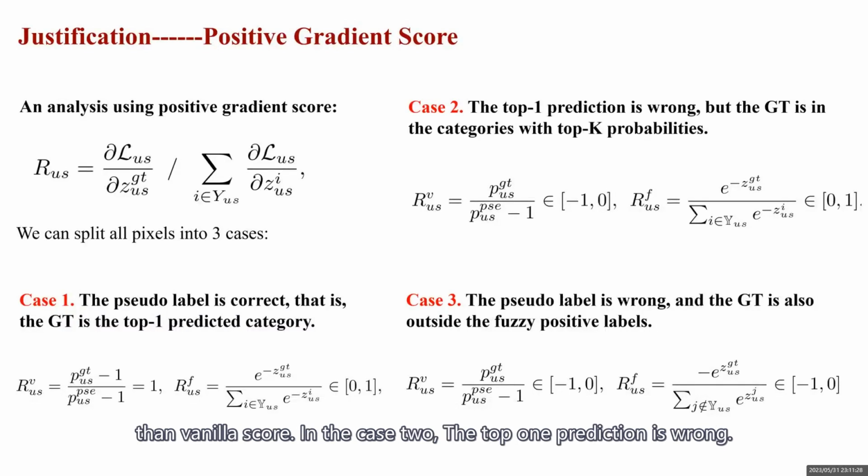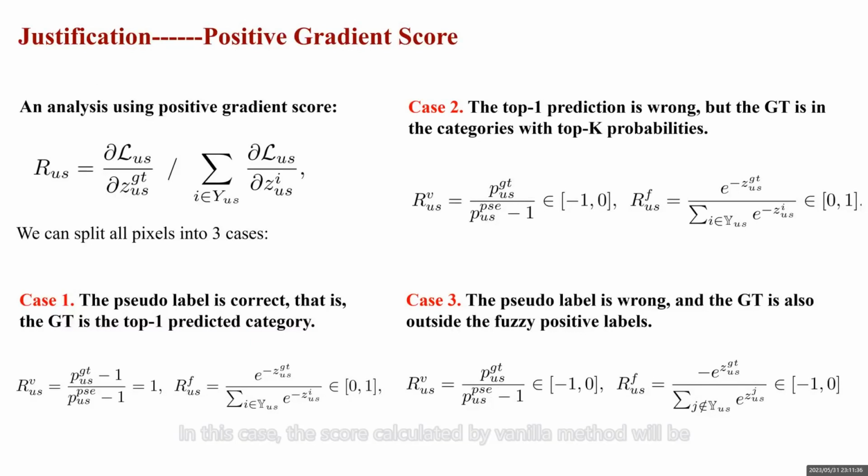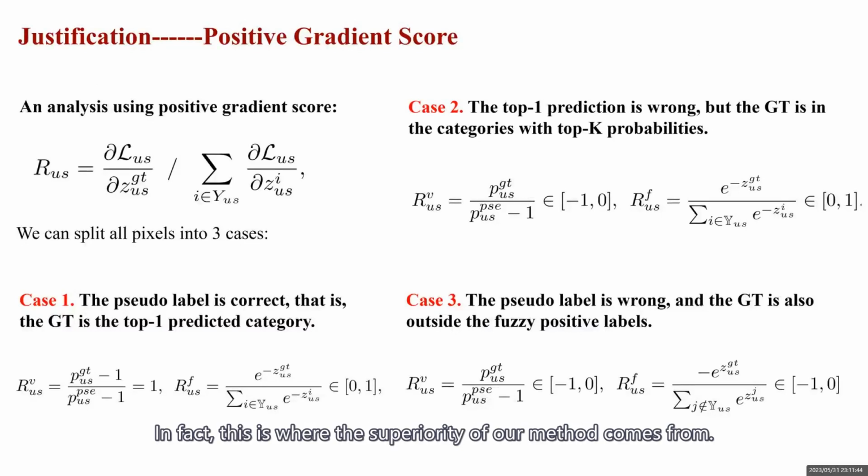In case 2, the top one prediction is wrong, but the ground truth is in the categories with top k probabilities. In this case, the score calculated by the vanilla method will be negative while our score is still positive. In fact, this is where the superiority of our method comes from.